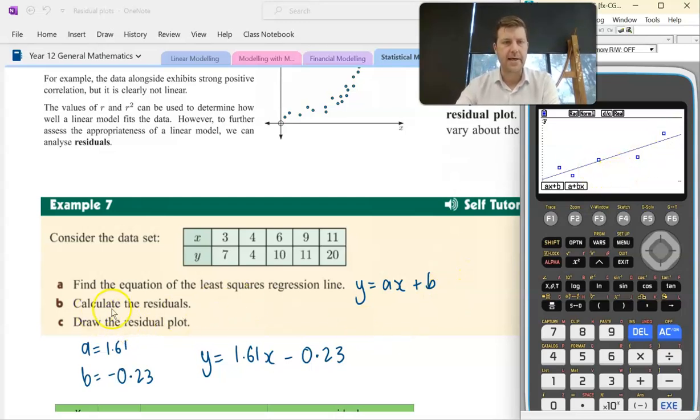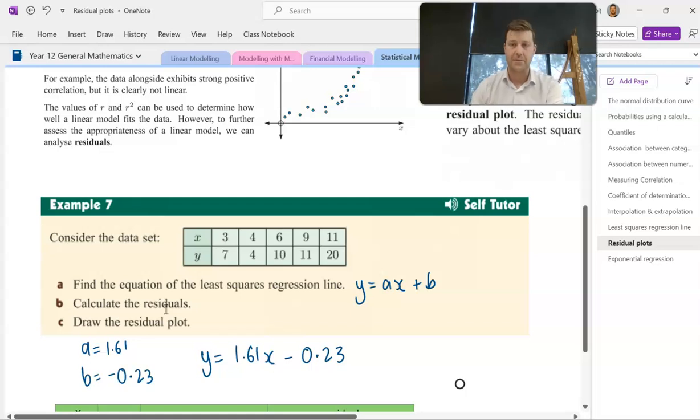The next part says to calculate the residuals. Now, we're going to be using the calculator to do this most of the time, but I'm going to show you how to do it by hand, just for one of those values.